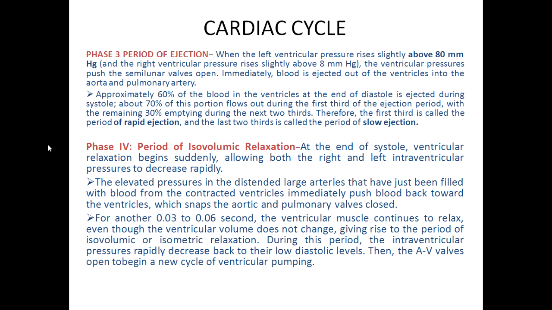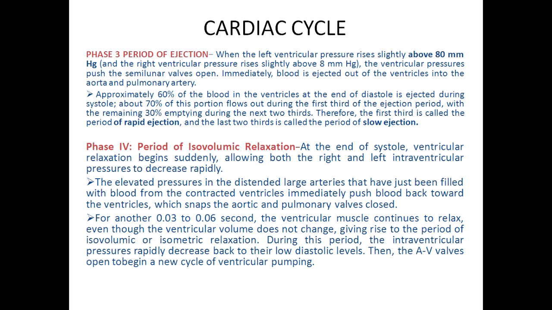Okay, approximately 60% of the blood in the ventricles at the end of the diastole is ejected during the systole, but 70% of this portion flows out during the first third of the ejection period, the remaining 30% emptying during the second two thirds. Therefore, the first third is called the period of rapid ejection, and the last two thirds is called the period of slow ejection.